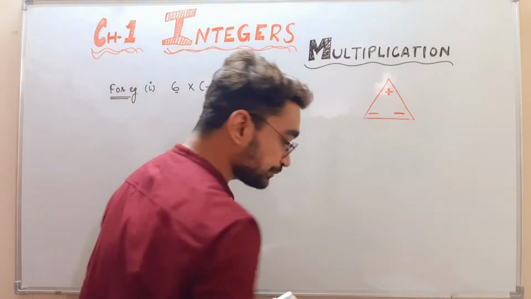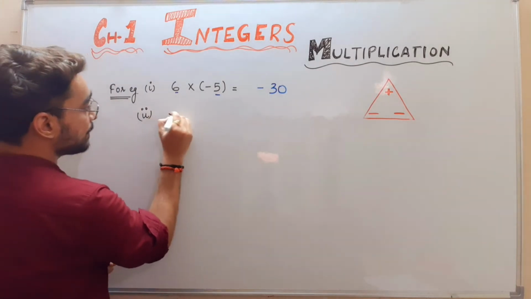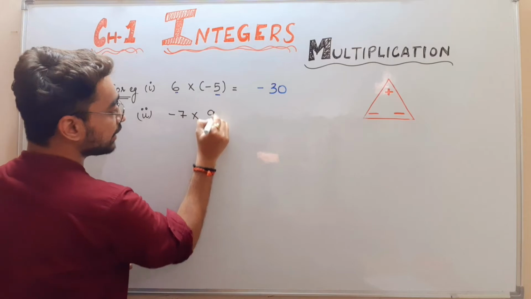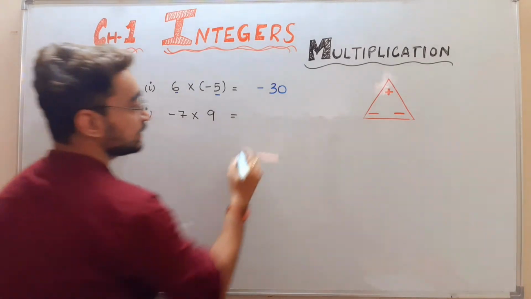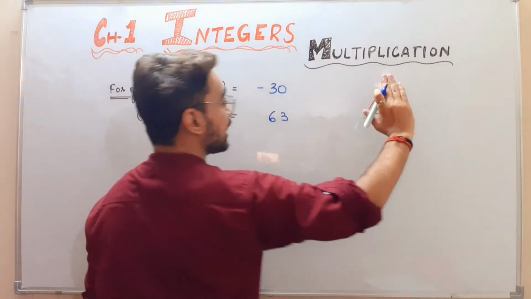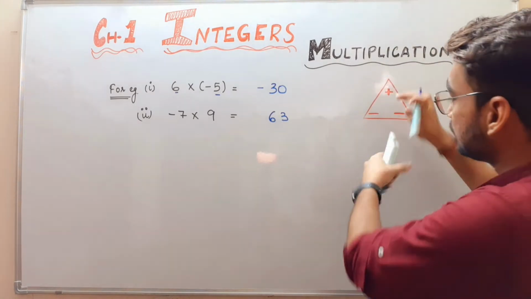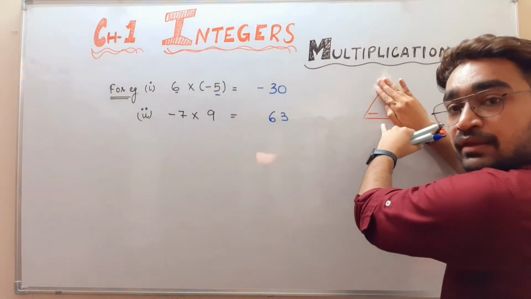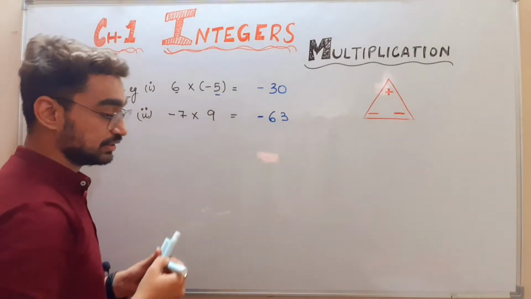Second question is minus 7 into 9. 7 nines are 63. One is negative, second is positive. I am hiding them both. First number is negative, other number is positive. What will be the result? The result will be minus. So it will be minus 63.